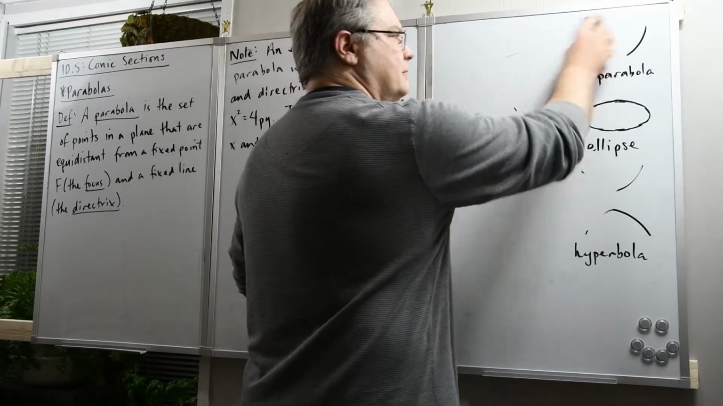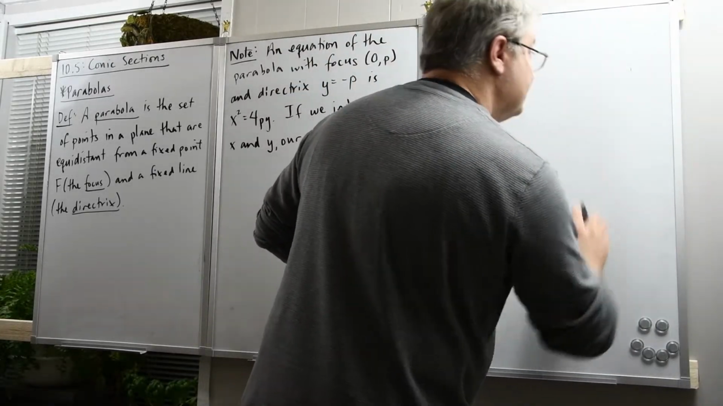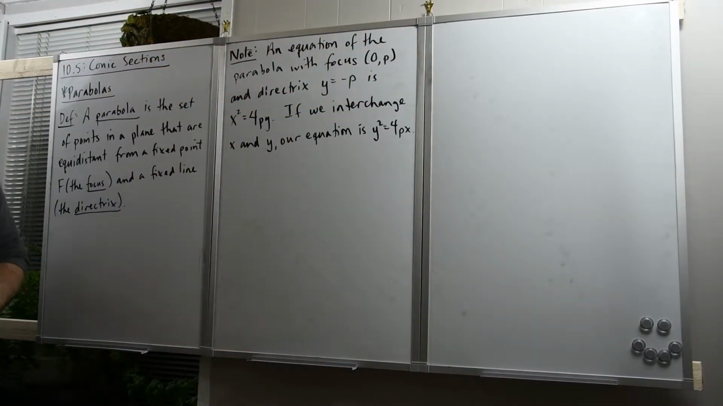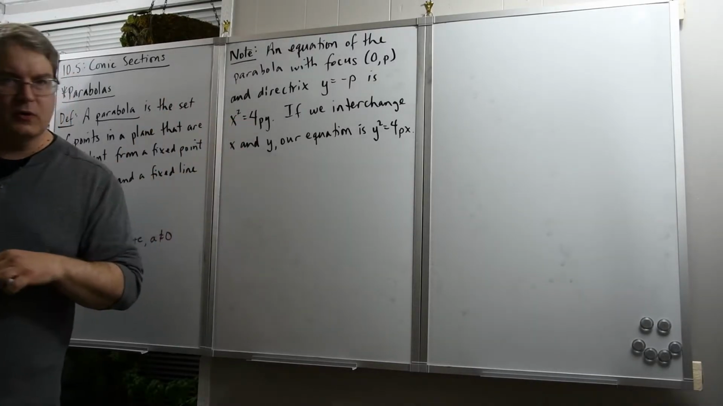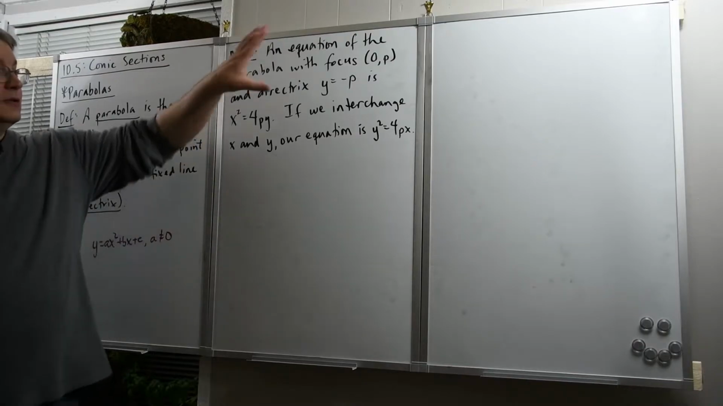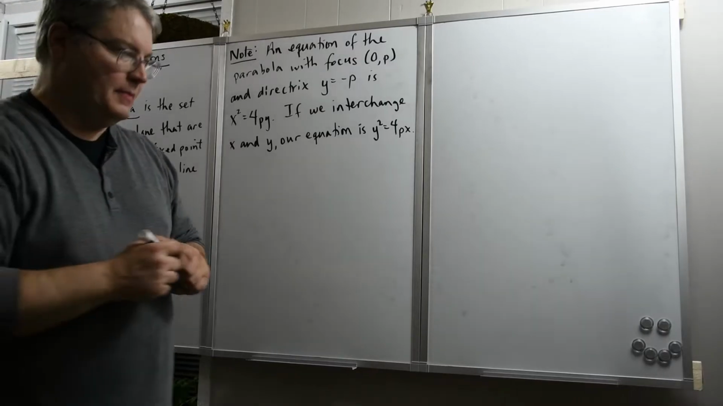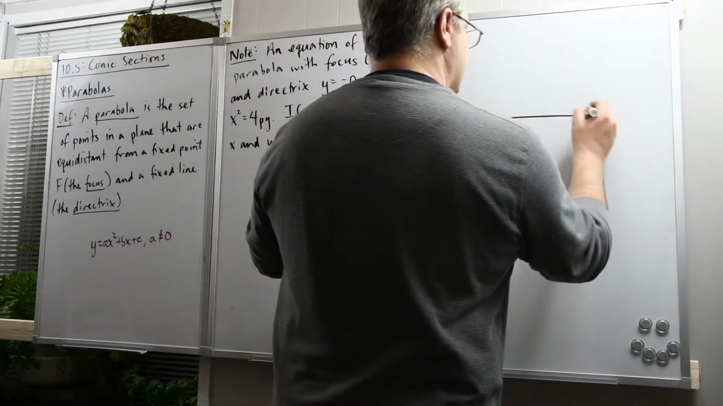And you might be thinking that this equation, x squared equals 4py, might be a little bit unusual, because after all, we might be thinking about y equals ax squared plus bx plus c, where a, b, and c are constants and a is non-zero, as a standard form equation for a parabola. But I'm going to show you why we get x squared equals 4py as the equation under these circumstances and based on this definition. So let's consider what happens if we draw a set of axes here.